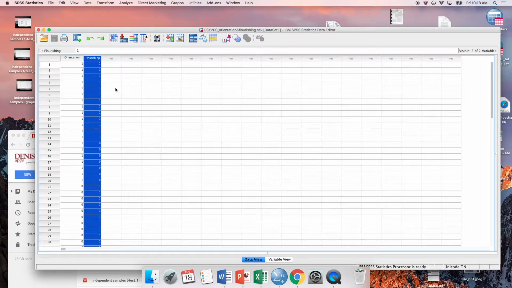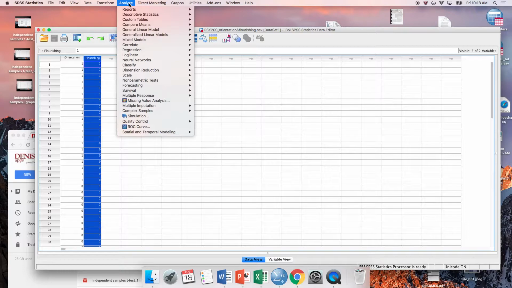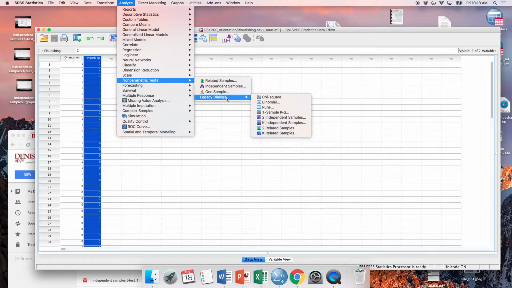And let's ask ourselves, are students at Denison more likely to be flourishing than not flourishing? Or are they equally likely to be flourishing or not flourishing? So let's just ask this question. With Analyze, we're going to the non-parametric test for the goodness of fit. So non-parametric tests, then we're going to a strange place called Legacy Dialogues, and this is where we'll find the chi-square.